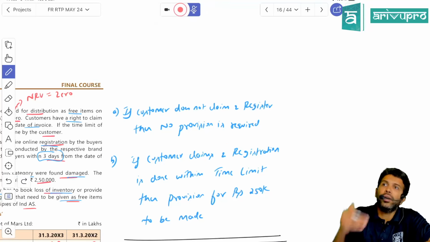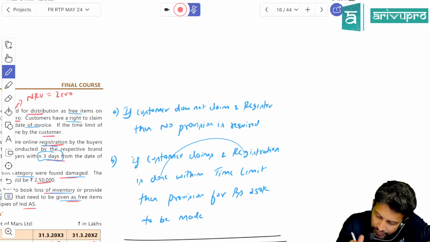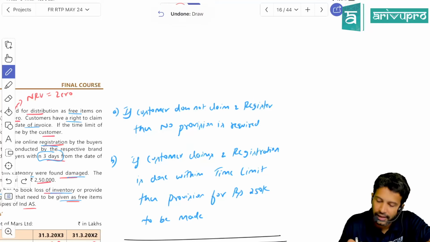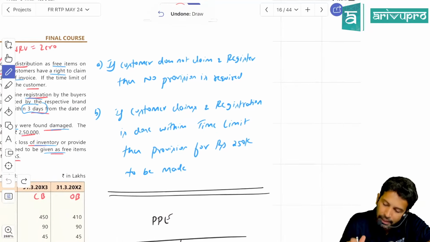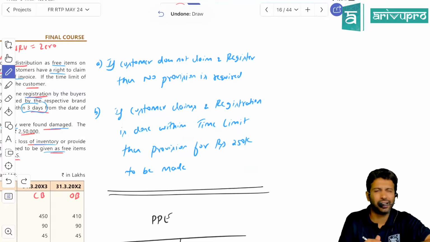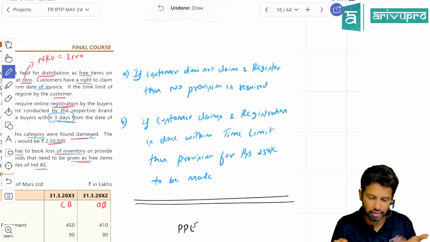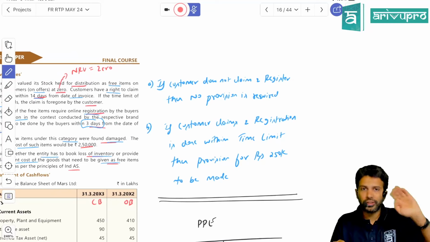Okay, how will we know? Entity has to estimate. However, if the entity feels that some customers will claim and do the registration within time limit, then provision for 2,50,000 has to be made. So we have to give a subjective answer here because they have not given the data to conclude. Okay. So it depends basically.